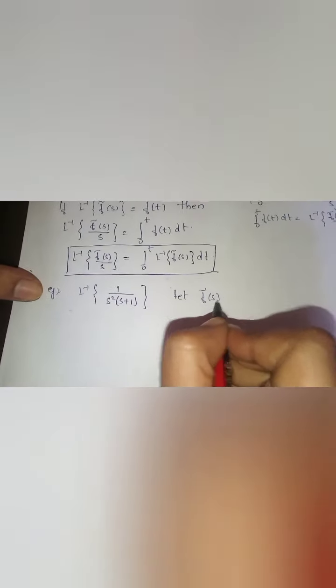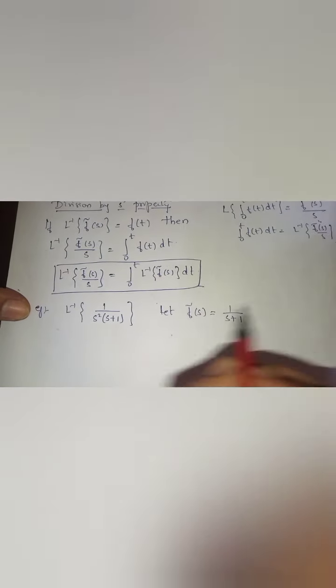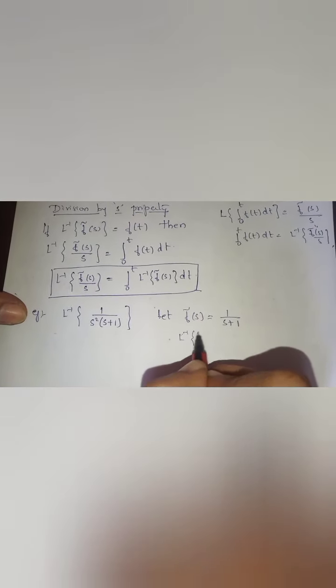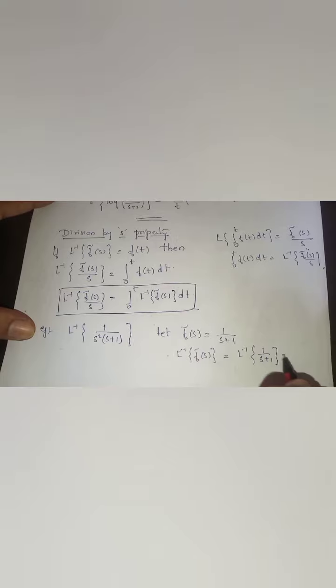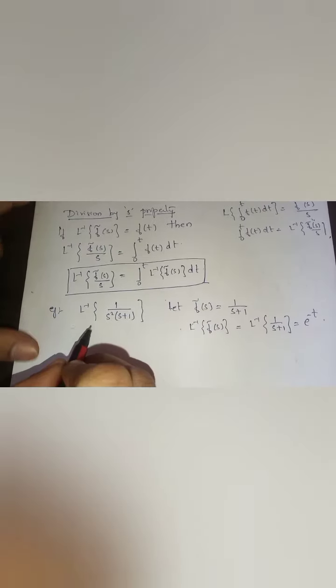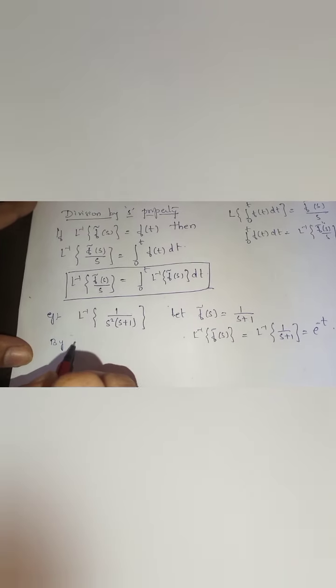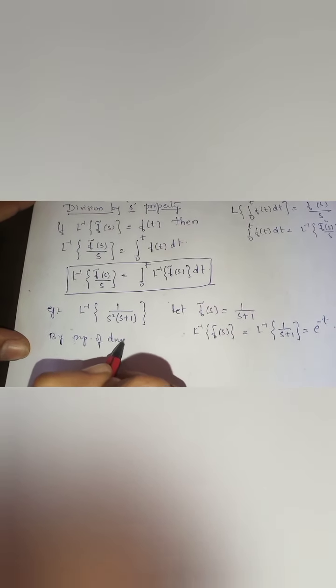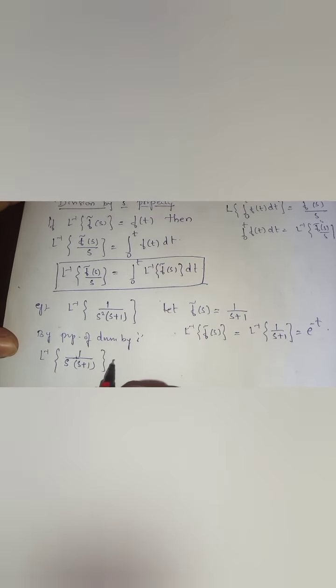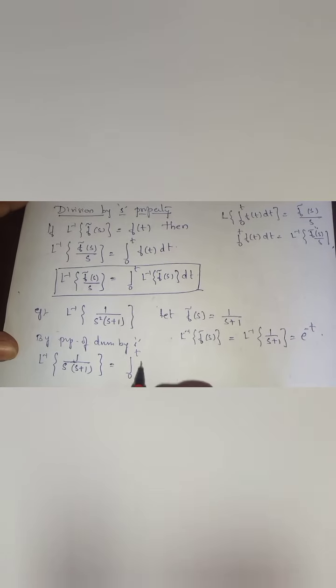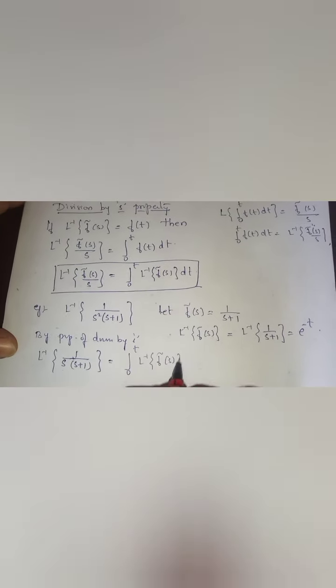Let your f bar of s be 1 by s plus 1. Then what will be the Laplace inverse of f bar of s? The Laplace inverse of 1 by s plus 1 is e to the power minus t. Now, by the property of division by s, the Laplace inverse of f bar of s by s is the integral from 0 to t of the Laplace inverse of f bar of s dt.